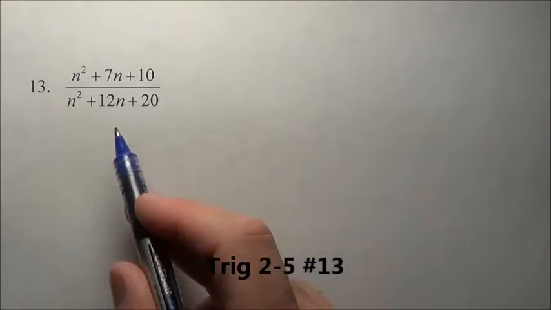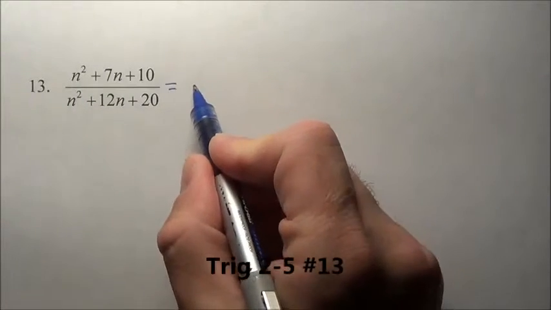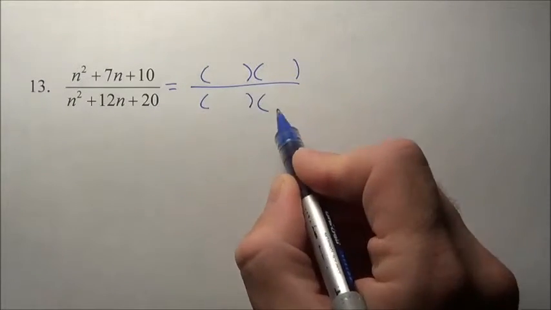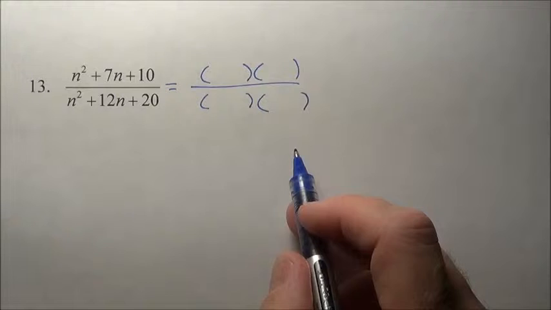Here's 13. I have this right away. I'm going to recognize, oh, this is going to be the product of two binomials, and the bottom is going to be the product of two binomials, and we'll see if somebody goes away.